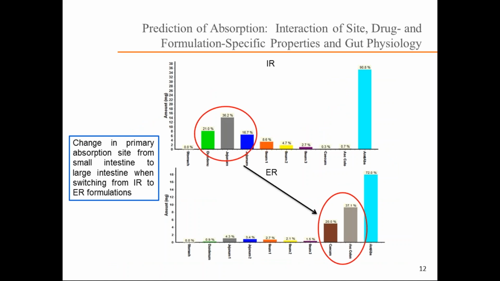When we got that model developed and validated, we were interested in what particular factor might be responsible for the change of absorption in metoprolol. If you look at this figure, for the IR formulation the absorption site was more in the small intestine, but whenever we switch to the ER formulation, it actually goes to the large intestine. So this gives us a hint that, among all drug, system, and formulation factors, formulation will be the main important thing which can cause bioinequivalence when we are switching from brand to generic drugs.